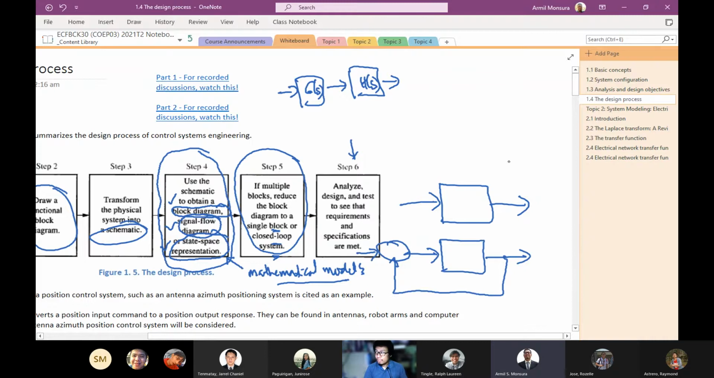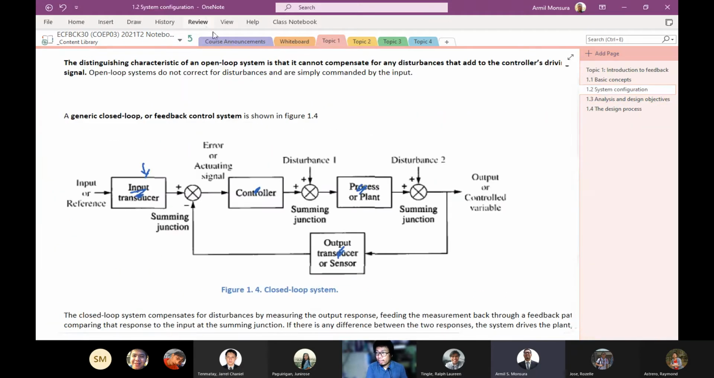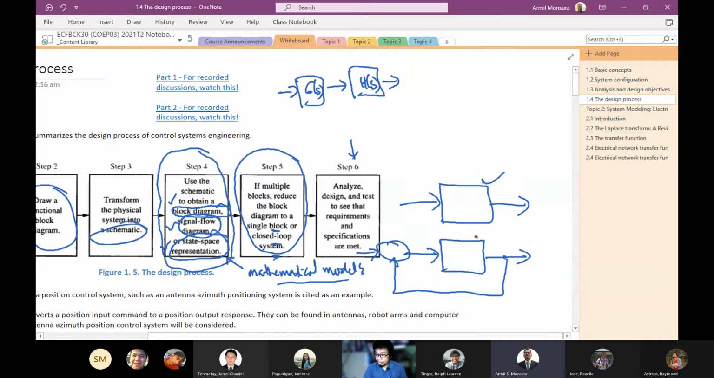So, either we will reduce this many blocks into this one, into this, or into this. Okay. Is that understood? Okay. Now, in step 6, after that, we were able to reduce it into a single block or in this one. Okay. We will now analyze, design, and test. Okay. If the physical system is available, o kaya, instead of actually testing it in the physical, we will use simulation. Okay. In order for us to test the system.